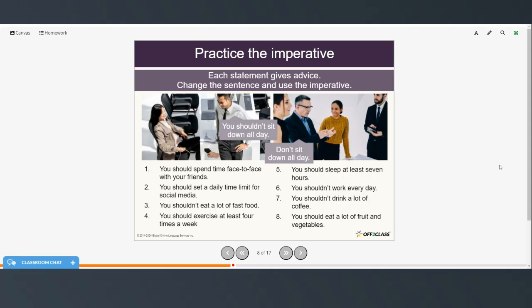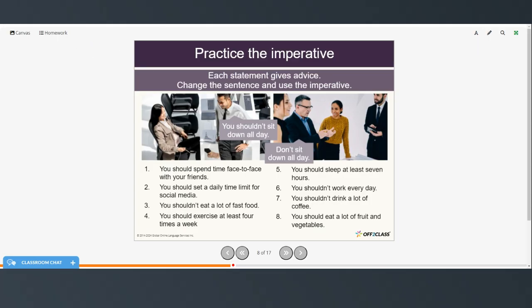All right, so practice the imperative. Each statement gives advice, so change the sentence and use the imperative. And here's an example. You shouldn't sit down all day, and in the imperative form, that would be don't sit down all day. So go ahead and pause the video, try these on your own, and then restart when you're ready to check your answers.